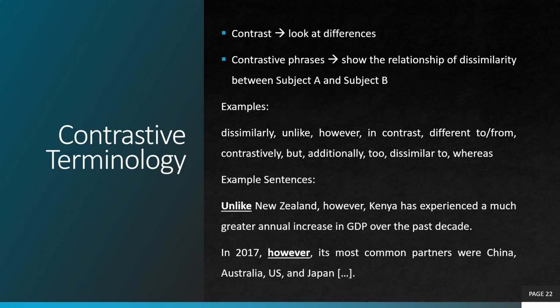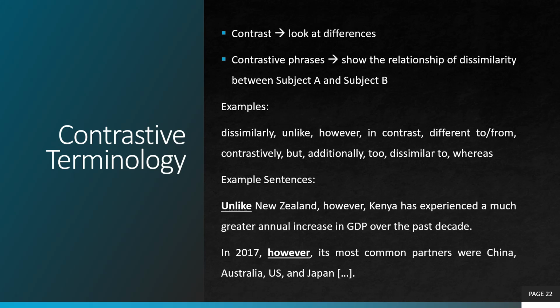Unlike New Zealand, however, Kenya has experienced a much greater annual increase in GDP over the past decade. In 2017, however, its most common partners were China, Australia, US, and Japan.